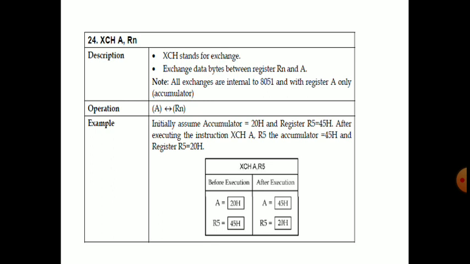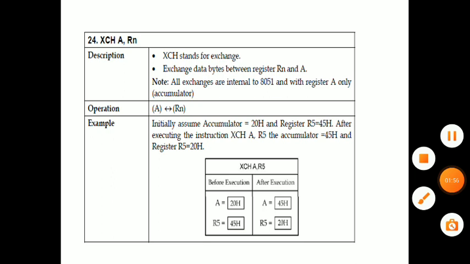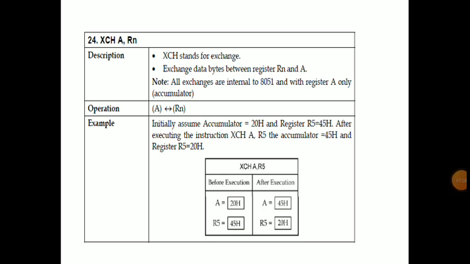This instruction exchanges data bytes between register RN and A. It will exchange the data. It will not just copy the data from one register to another register. It will exchange the data between these two registers. Note, all exchanges are internal to 8051 and with the register A only.